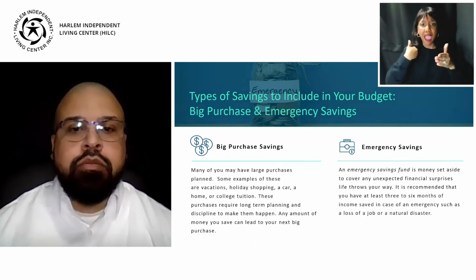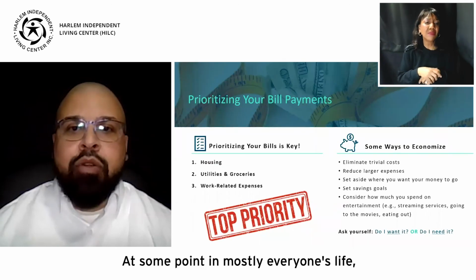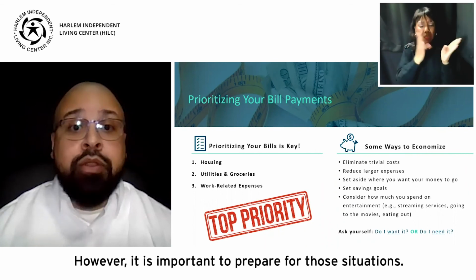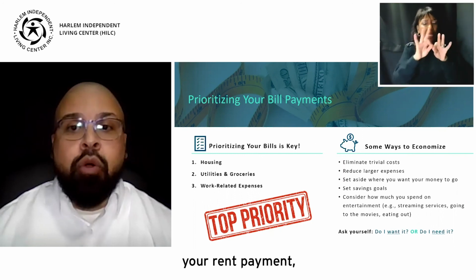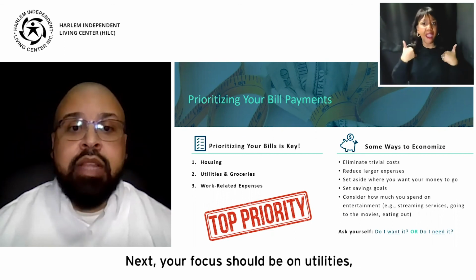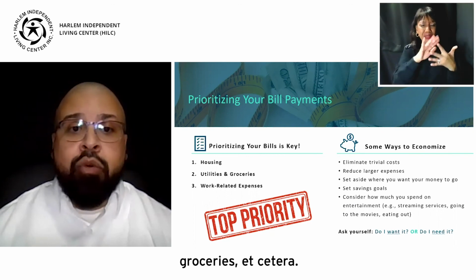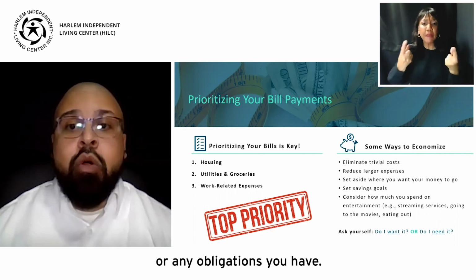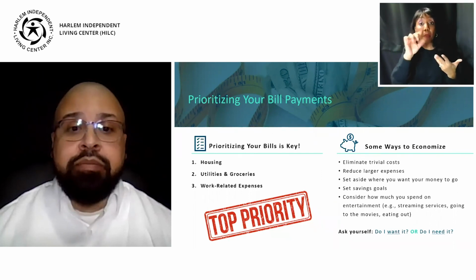Icons for prioritizing and economizing appear on screen. At some point in mostly everyone's life, money can get tight. However, it is important to prepare for those situations. At the top of your list should be the essentials, your rent payment, primarily so that you know that you have somewhere to live. Next, your focus should be on utilities, groceries, etc. Finally, you should focus on your work-related expenses or any obligations you have. These include expenses like your cell phone bill.